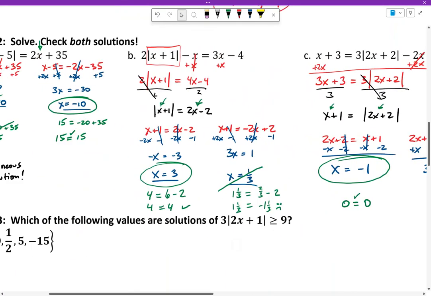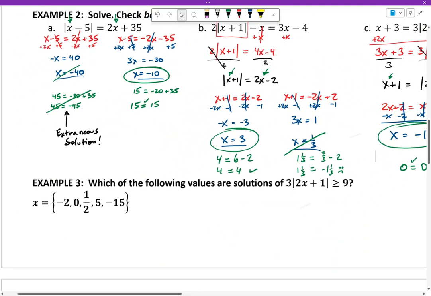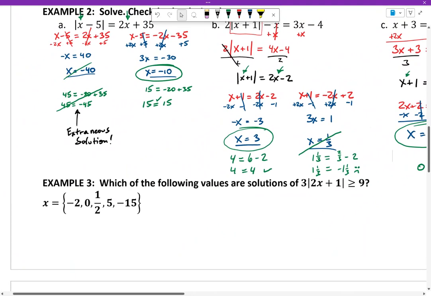Okay, finally, our final example here. Which of the following are solutions of 3 times the absolute value of 2x plus 1 is greater than or equal to 9? Now, there's two ways to go about a problem like this, and it really depends on the type of work you are willing to do. So what we can do is take each of these numbers, plug them in for x, and just see if it works out. And maybe this is something you can do in your head, or we can solve this inequality, and then we can see which of these numbers matches the inequality. And that's what I'll say we should do here.